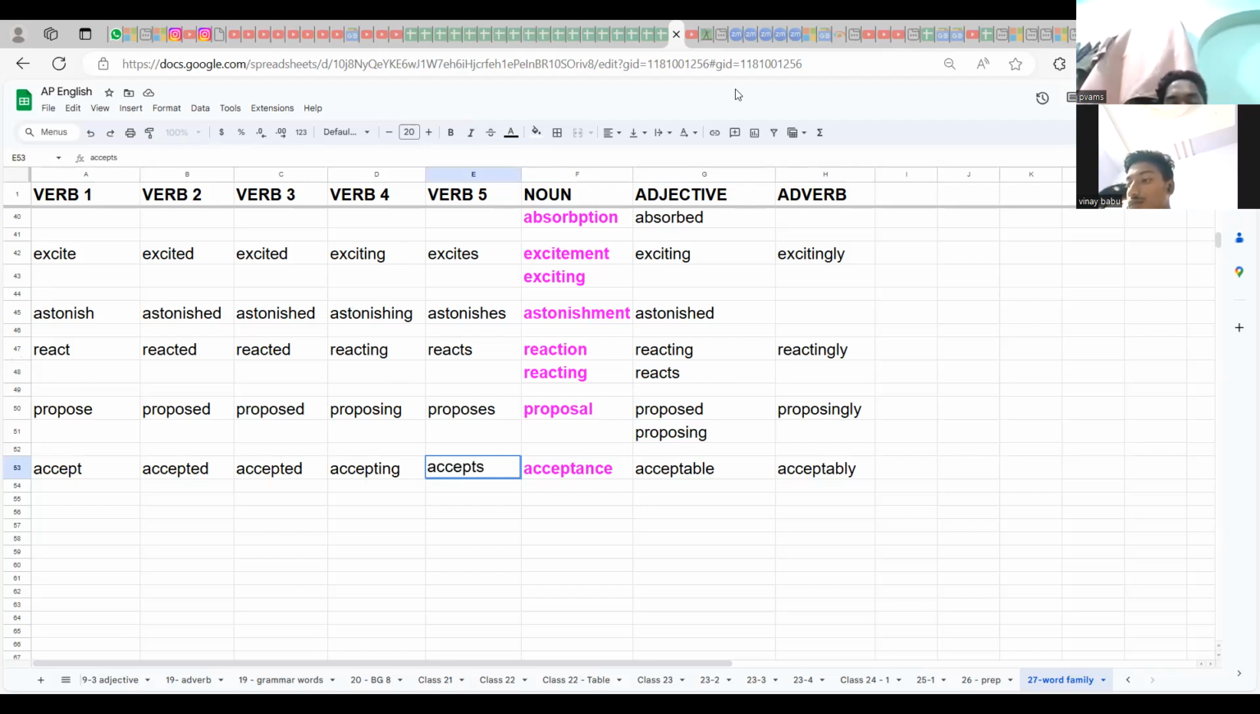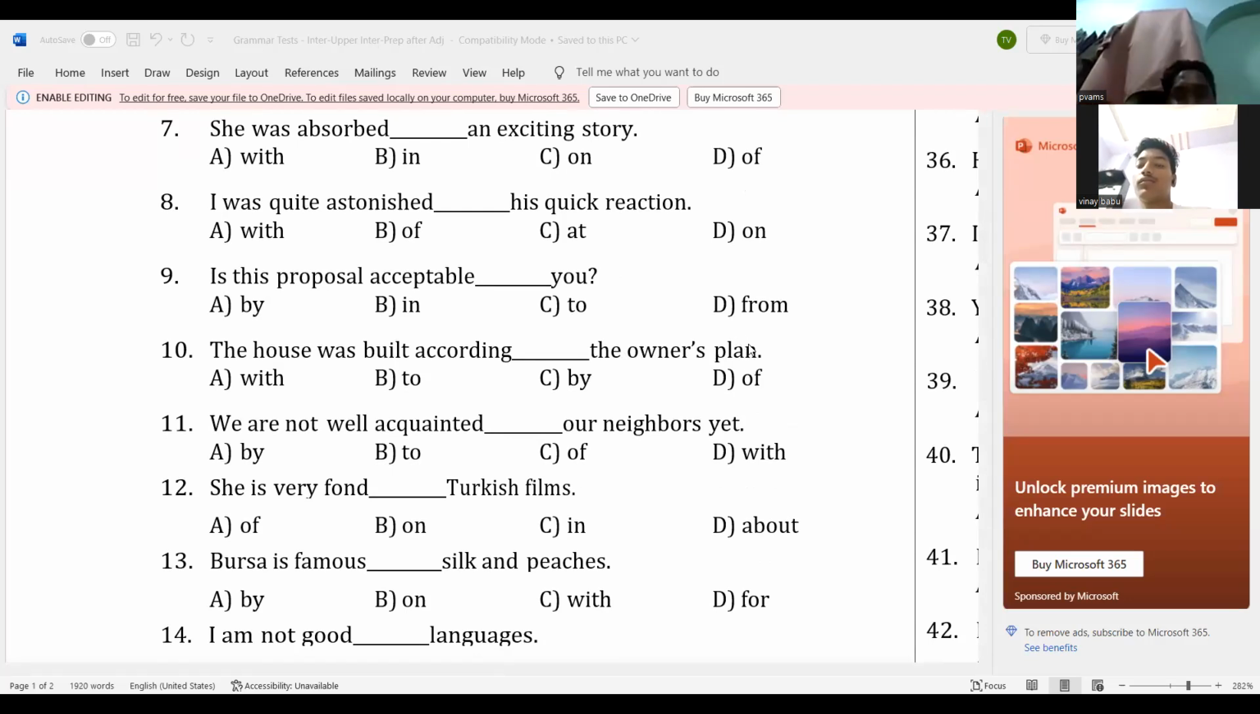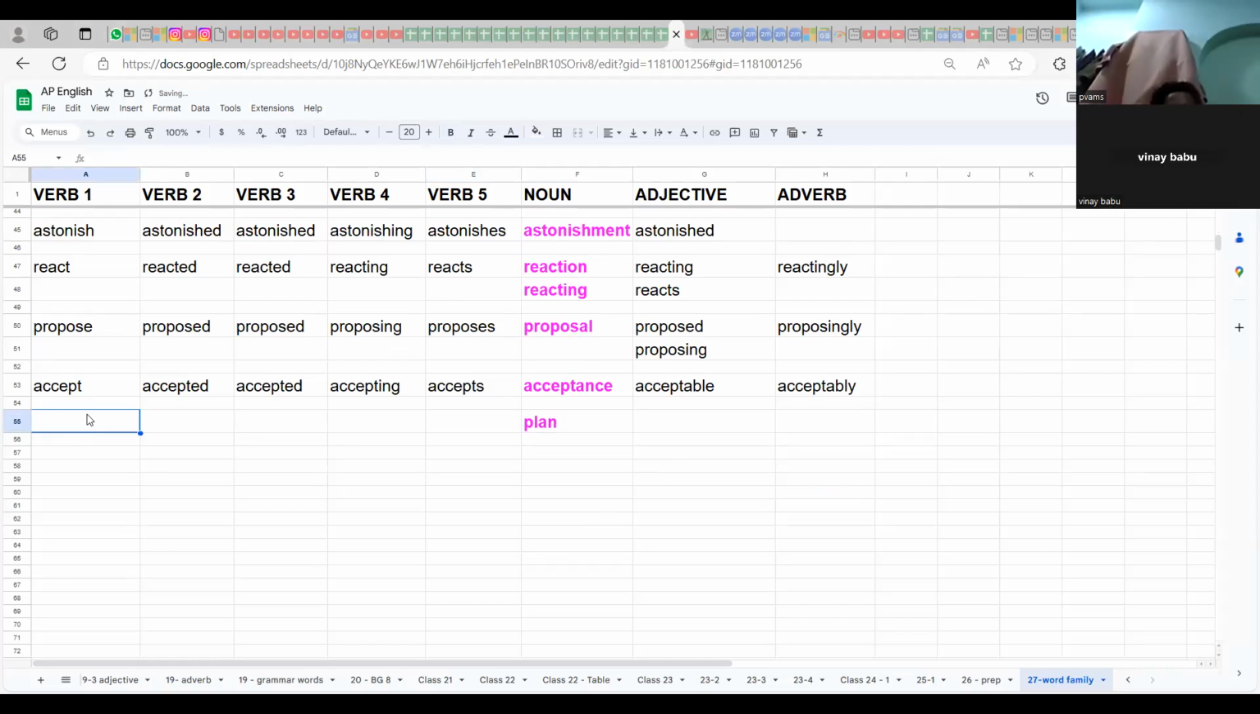Next. The house was built according to the owner's plan. Look at the plan. Owner's plan. Plan. This is a very important one. The plan is coming as a noun here. Look at this English. Such a unique language. You are having a plan here. What is going to be the verb? Plan. Yeah, same plan.